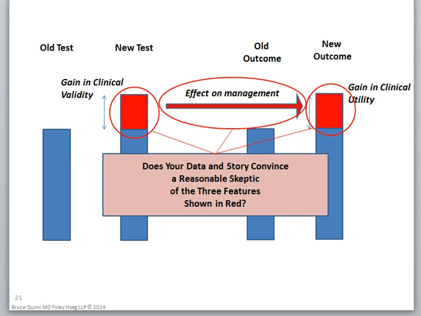I think the key problem is shown in this question. Does your data and story convince a reasonable skeptic of the three features shown in red? Was there a gain in clinical validity? Did it impact management? And what's the gain in clinical utility? I also use the phrase a reasonable skeptic. You can assume that the reviewer is going to be skeptical, but let's hope he's a reasonable skeptic and not just coming up with far-fetched objections.